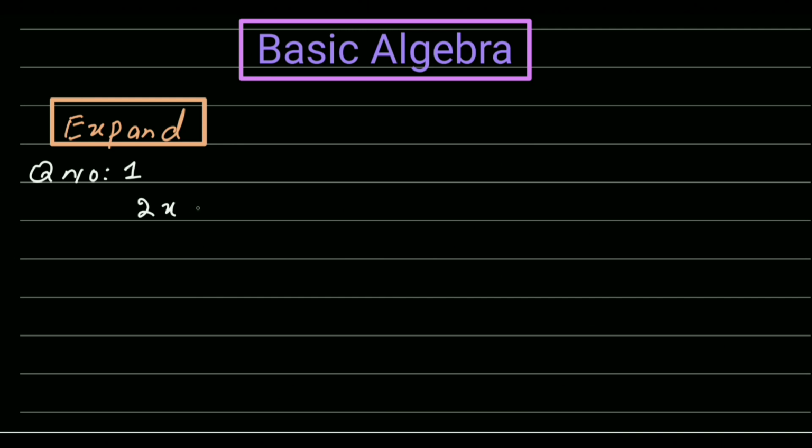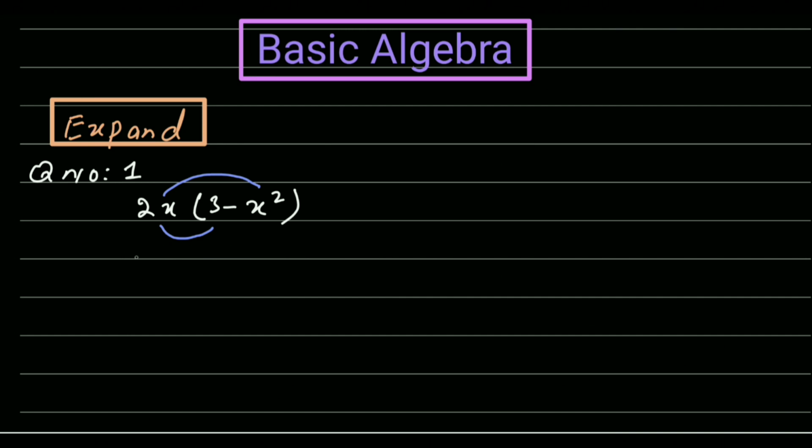Question number 1 is 2x into (3 minus x squared). As I already told you in another video, expand means you have to remove the brackets, and factorization means you have to introduce the brackets. So in this question we have to remove the brackets. We will multiply 2x with 3 and 2x with x squared.